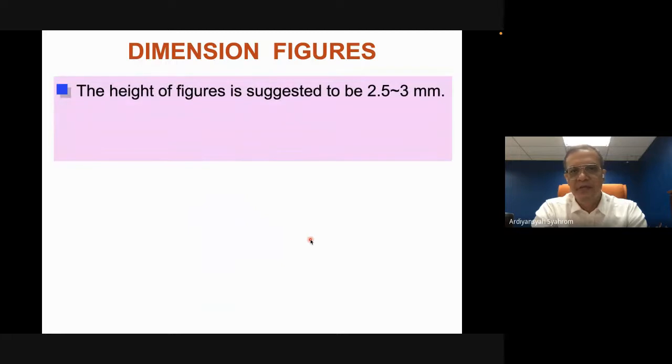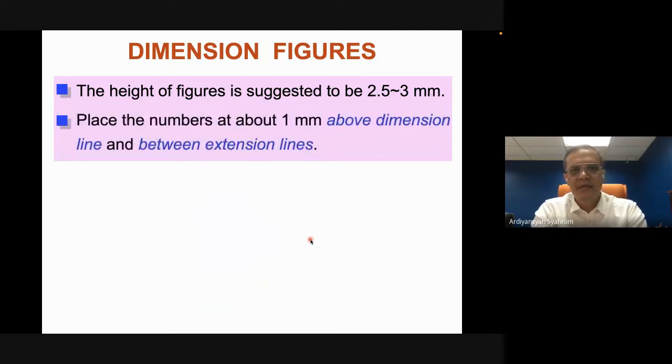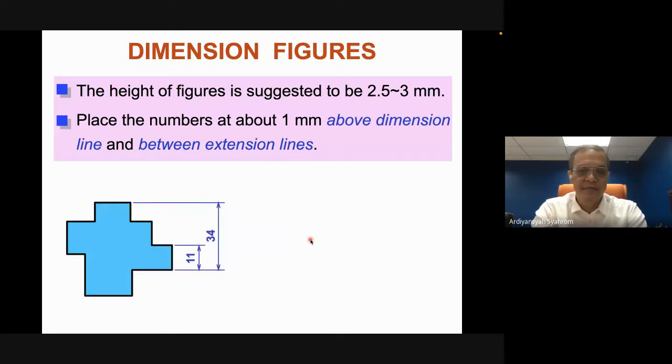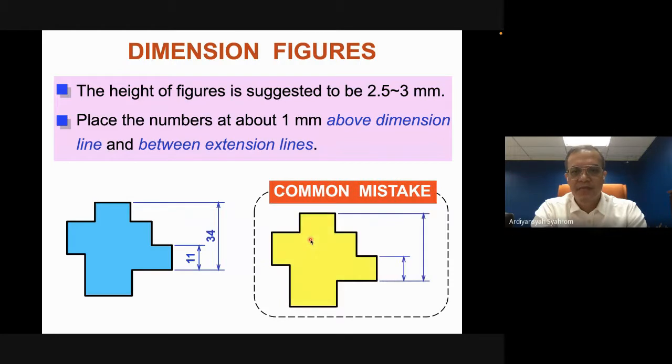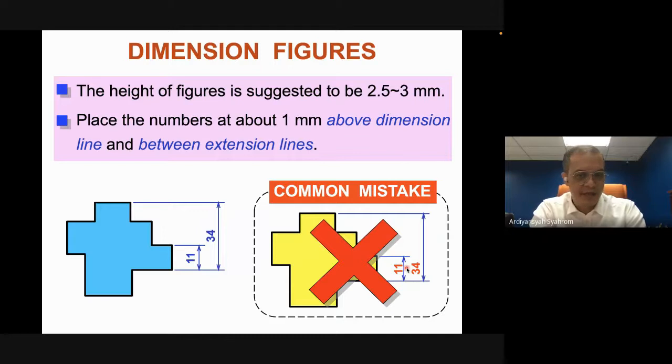Dimension figures, height of figures is suggested to be 2.5 to 3 millimeters. Place the number about 1 millimeter above the dimension line, and between the extension lines. Okay, that is the common mistake. No, you need to give the center, the center of the dimension line.